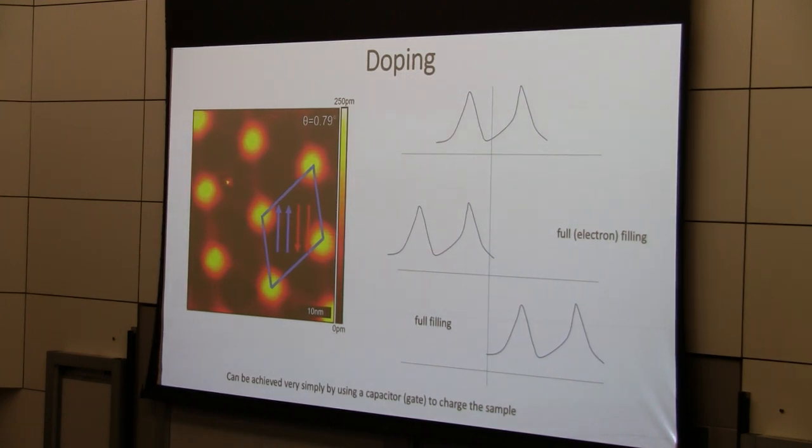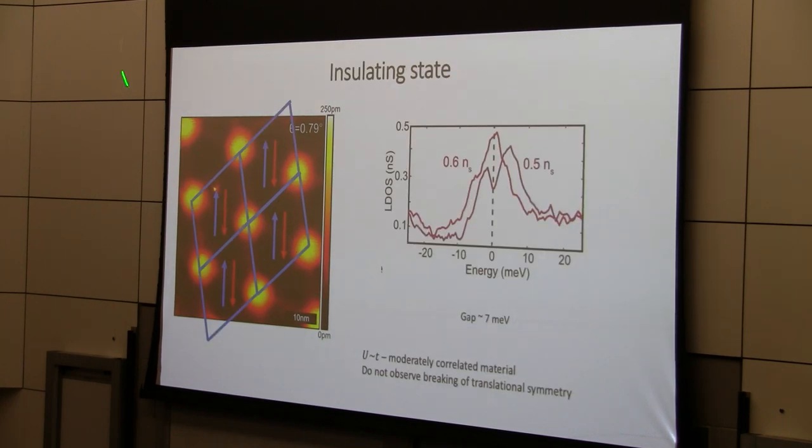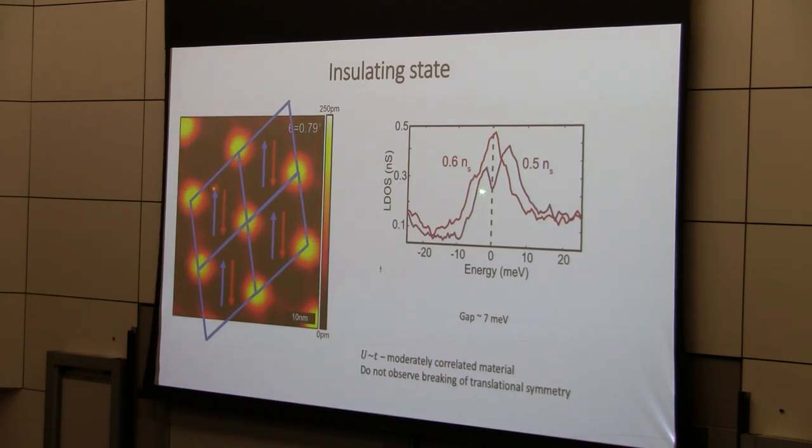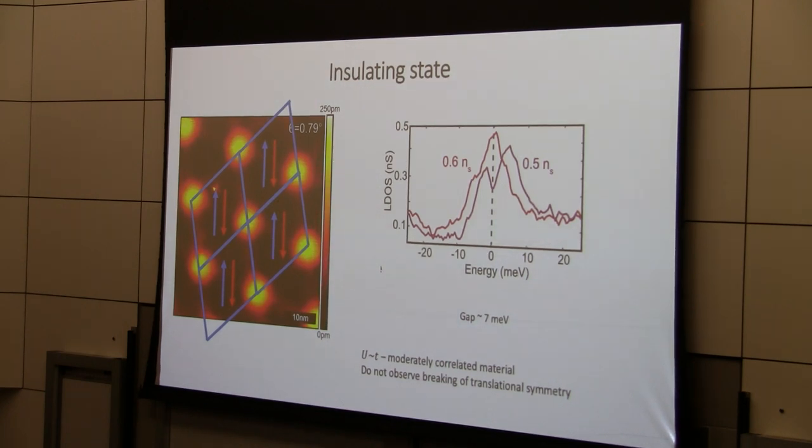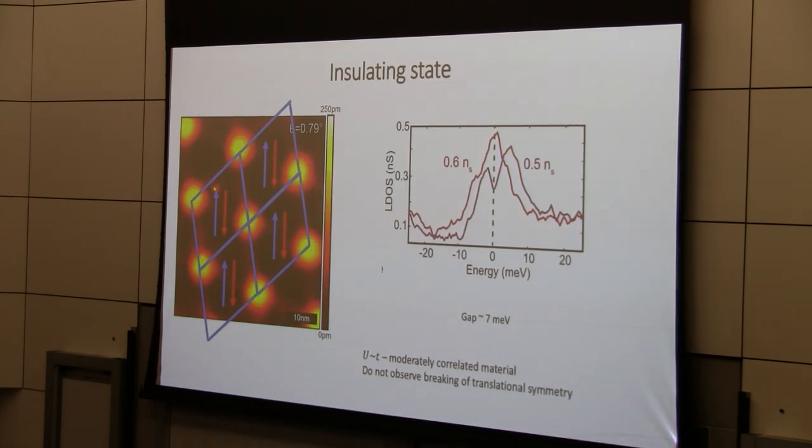And what we saw in the experiment is when you go to exactly half filling of this Moiré unit cell, so you have two electrons on each of these Moiré unit cells, and you measure the spectrum, you measure the density of states in that particular case, you see very nicely a gap start to open in the spectrum. So what we can confirm is that at this temperature, which is 5 Kelvin, we indeed see a gap or signs of an insulating state appear exactly when you have half filling of this Moiré lattice. And I should also say that we do not observe any breaking of any translational symmetry, so this does not appear to be a density wave of any sort. It would be consistent with a Mott insulator.